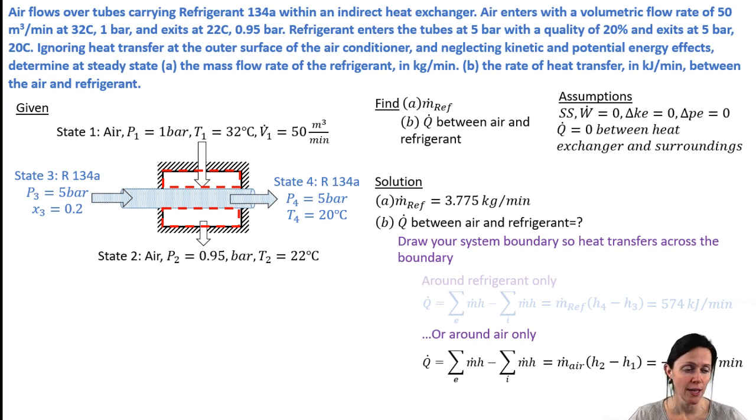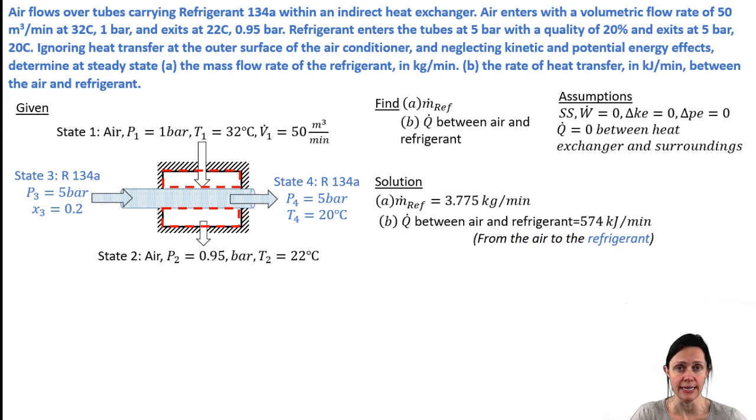So what you notice is that Q dot, if I draw it around the refrigerant, it's a positive number. If I draw it around the air, it's a negative number. So the magnitude of both of those numbers should be the same. It's the negative or the positive sign that tells you which direction it's going. So I can tell based on that positive and negative sign that the heat transfer is going from the air into the refrigerant.